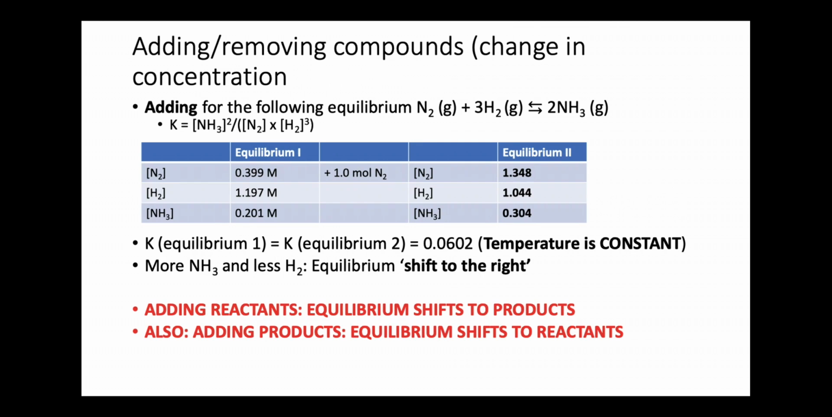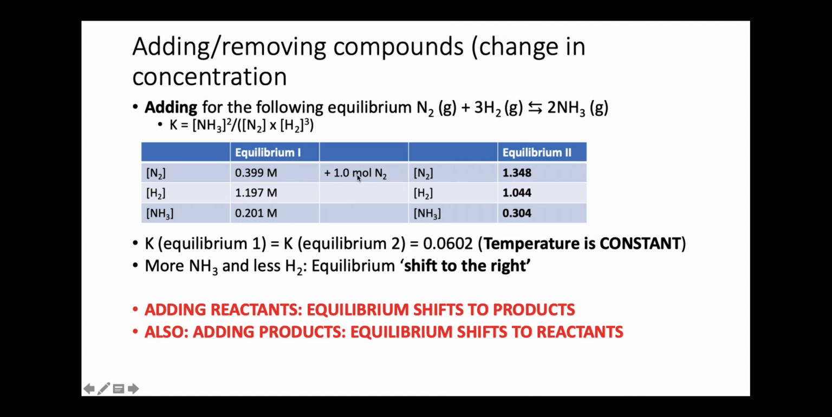So adding or removing compounds is the same as changing concentration. I have again my favorite equilibrium reaction, N2 plus H2 becoming ammonia. My equilibrium, first situation. And when I calculate correctly, I have a K of 0.0602. And now I'm going to add N2. And my new equilibrium values are here. And when I assess the K, it's exactly the same. And that's what I expect because temperature is constant. K is only changing when temperature is changing.